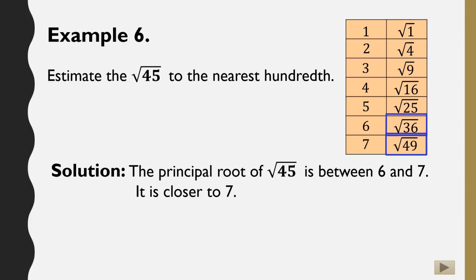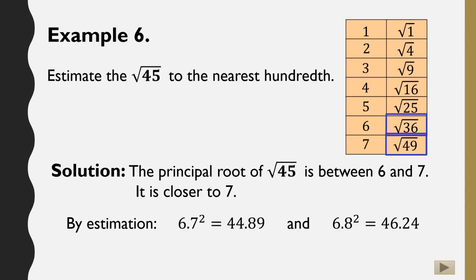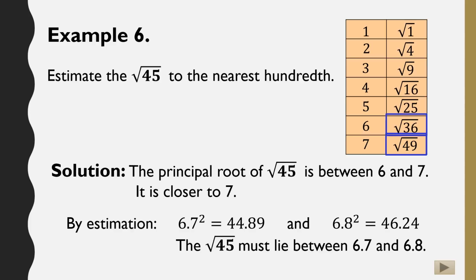It is closer to 7. Ang 45 daw ay malapit sa 7 times 7, which is yung 49. So, let us estimate square root of 45 into hundredths. So, by estimation, 6.7 squared is equal to 44.89 and 6.8 squared is equal to 46.24. So, since ang 6.8 squared ay equal sa 46.24, lumampas na siya sa 45. So, doon tayo magpo-focus naman sa 6.7 squared dahil hanggang 44 lang ito. So, alamin natin sa ano ba yung nearest hundredths ng square root of 45. The square root of 45 must lie between 6.7 and 6.8.